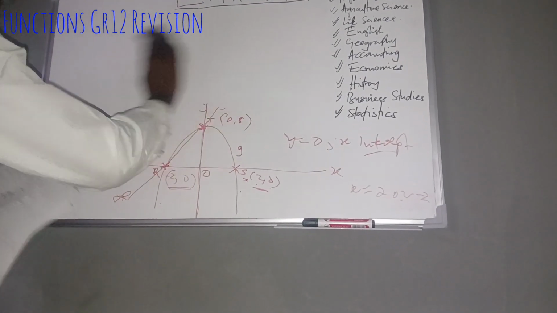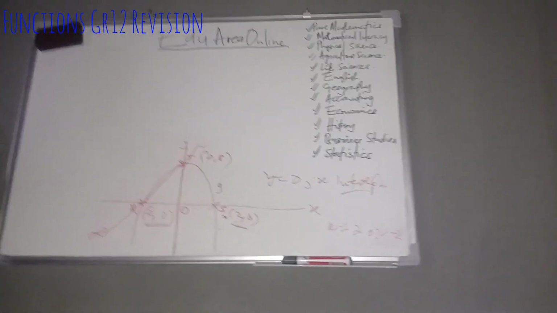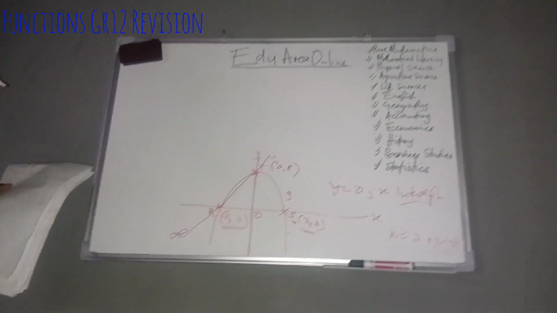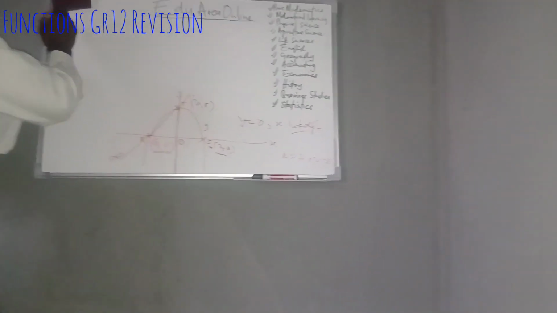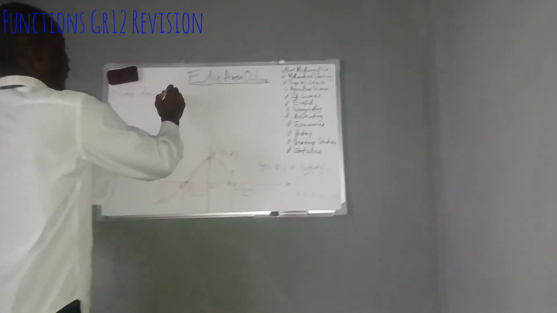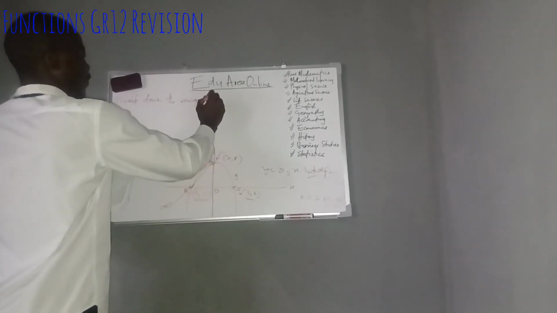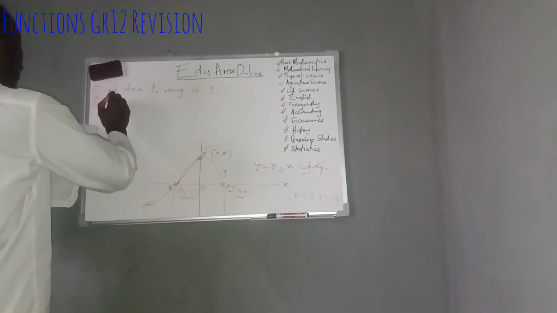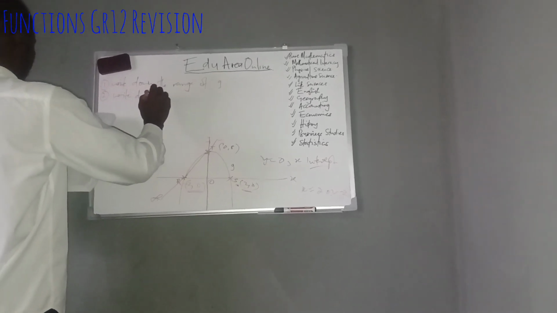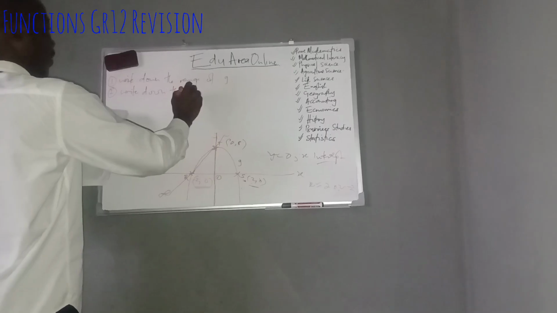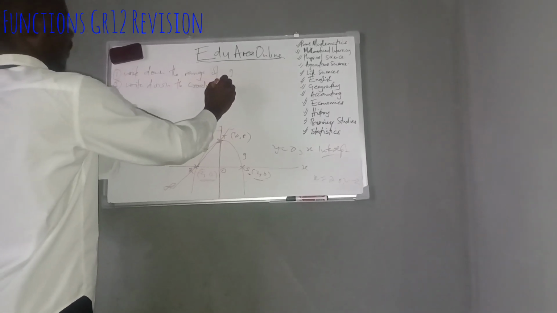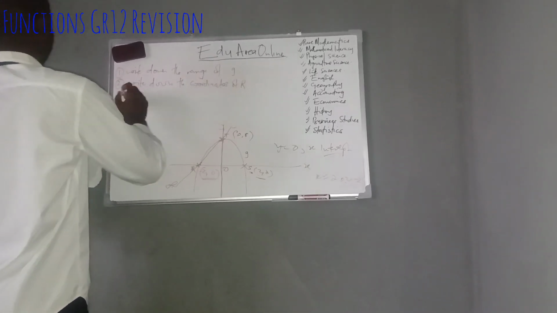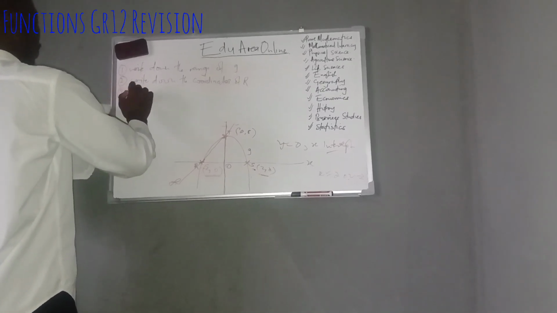So now we want to see what the question is looking for. The question is saying write down the range of G. That's question number 1. Number 2, it is saying write down the coordinates of R.